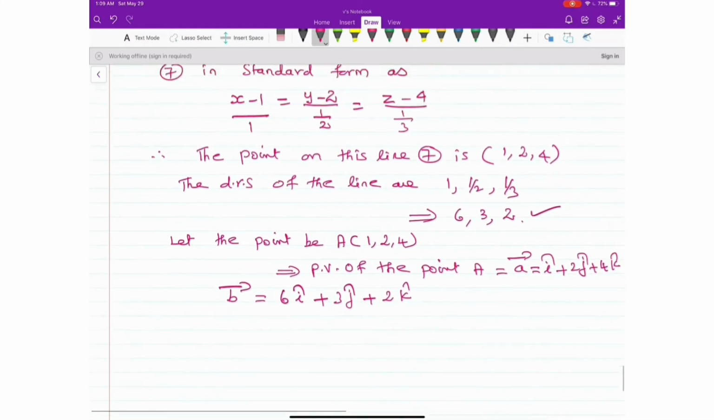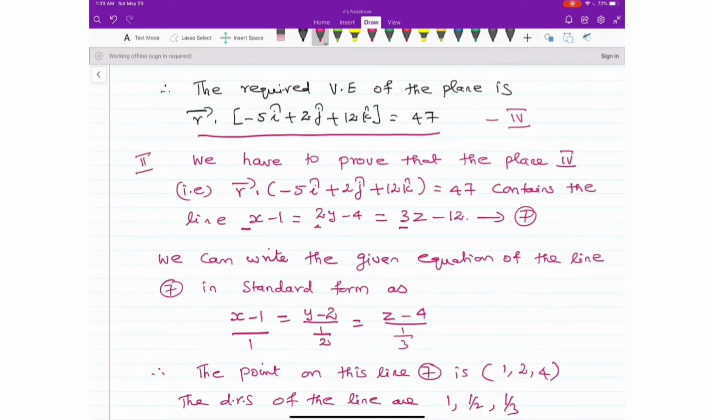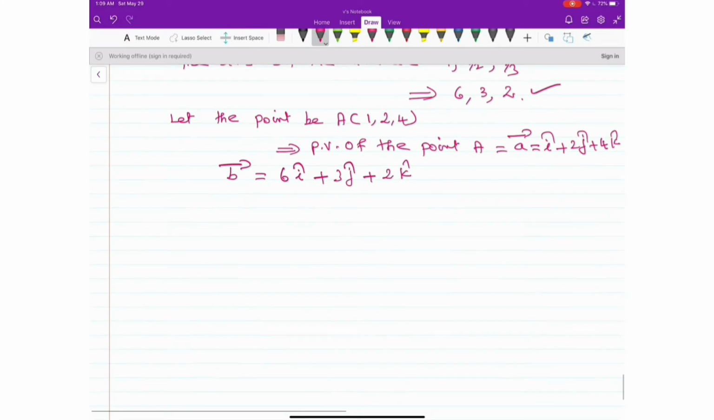Yes. Now what you have to prove? We have to prove that the plane 4 contains this particular line. I told you in the previous sum itself, to prove the plane is going to contain the line, two parts you have to prove. The first one is the plane passes through the point which lies on the line. The second one is the plane should be parallel to the parallel direction of the line. So both should be proved by you. So let me write those two important points.